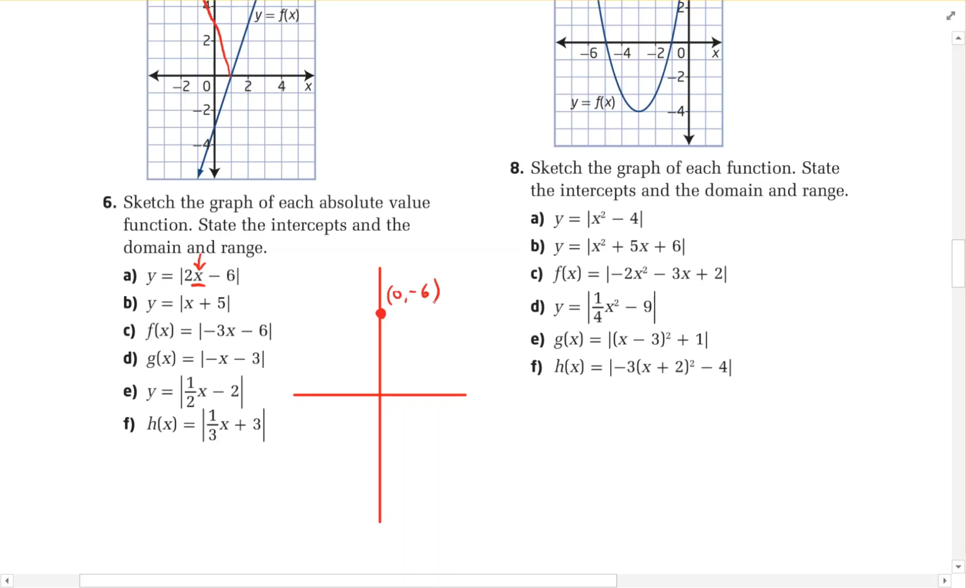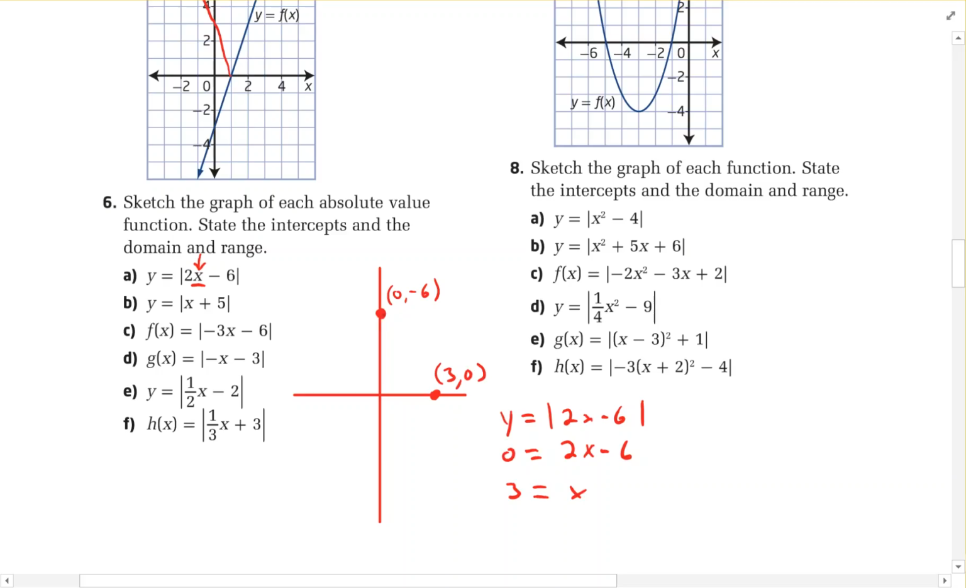What would our x-intercept be? Well, that would be when y is equal to 0, so 2x minus 6. I don't really need the absolute value bars anymore because it'd be the same for either one, whether it was the negative or the positive version. It's that invariant point, same for both. So 2x minus 6 equals 0, and solving for that, we'd have x is equal to 6 over 2, so x is equal to 3. So this is going to be at point 3, comma 0.